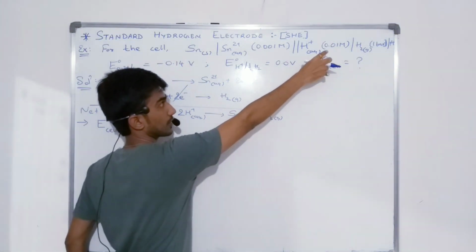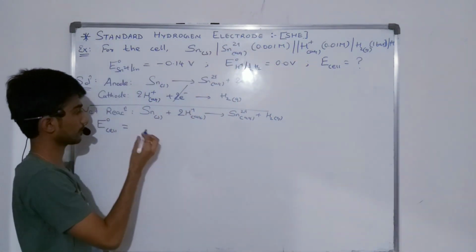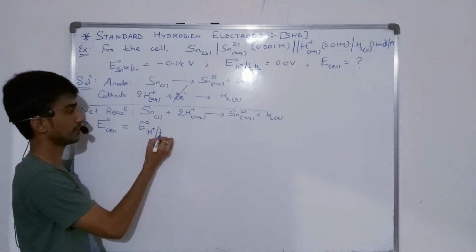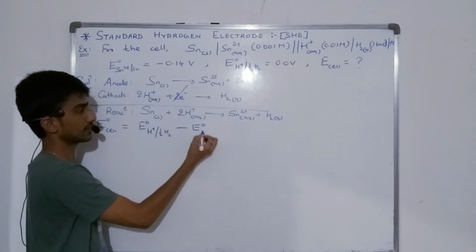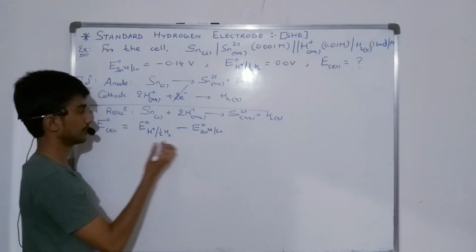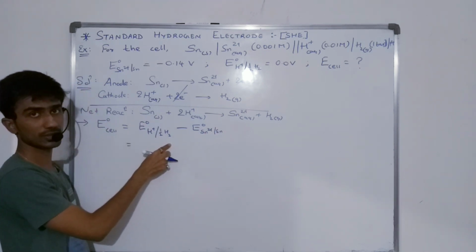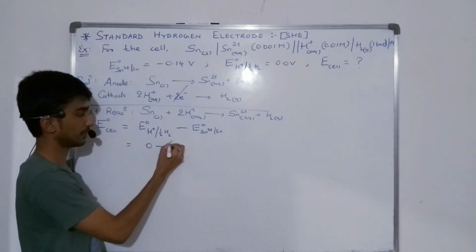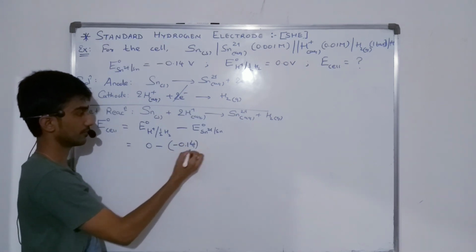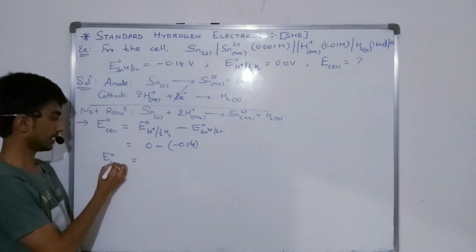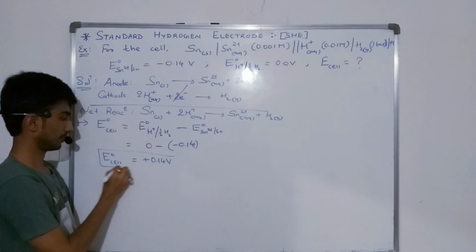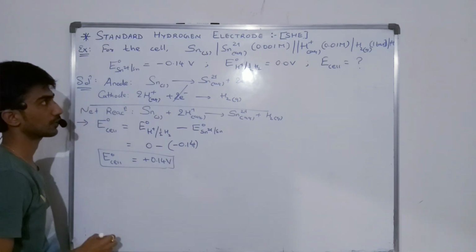Next thing we are supposed to do, that is standard potential of cell, that is equal to standard reduction potential of cathode minus standard reduction potential of anode. So over here cathode is our hydrogen electrode, so H plus by 1 half H2 minus standard reduction potential of anode, that is Sn2 positive by Sn. Value of standard reduction potential of hydrogen is 0 minus, it's minus 0.14. So the value of standard cell potential is plus 0.14 volt. Okay.